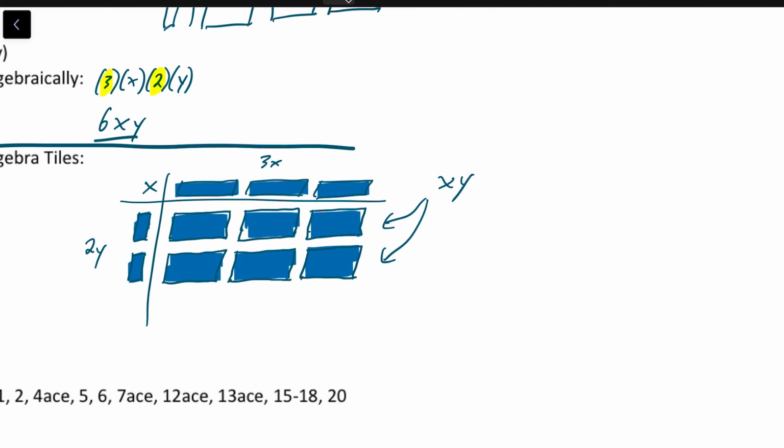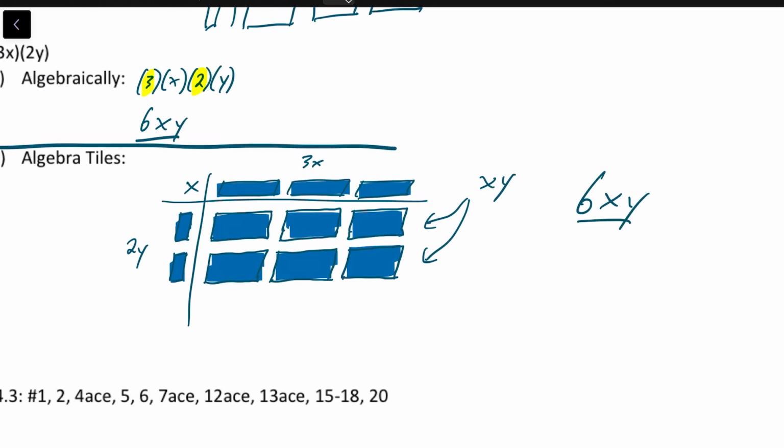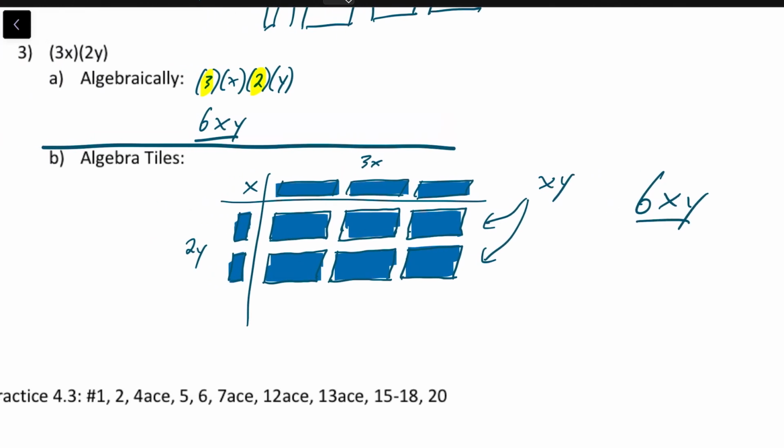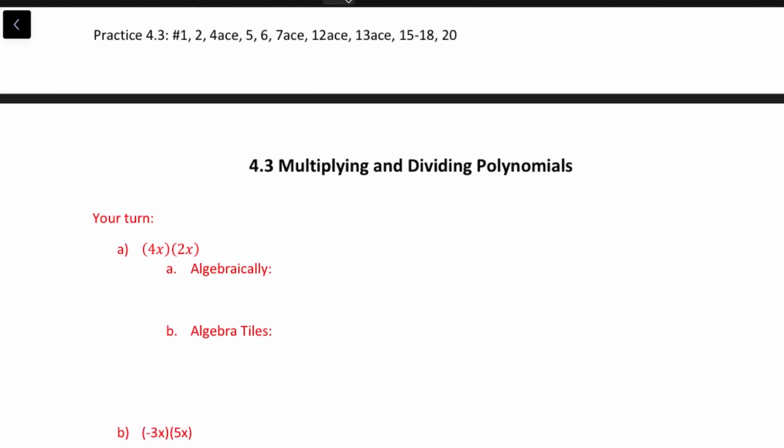So they have a width of X, a length of Y. We know that the area of a rectangle is length times width, so X times Y, which gives you XY. And we have 6 of them, so we end up with 6xy, which is the answer that we got when we solved it algebraically.